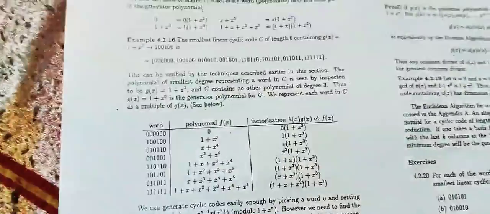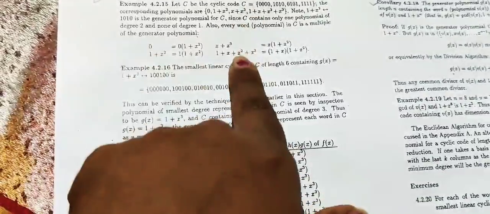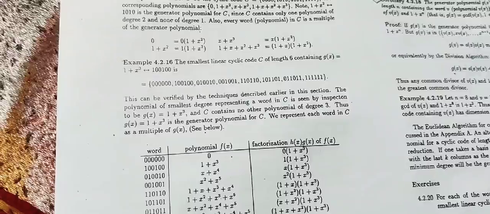Linear code ആണ്, അതായത് the smallest linear cyclic code C of length 6 containing g of x. Okay. Either namukku generating polynomial we have given, generating polynomial and we can find the linear code, smallest linear code of length 6. Okay. So g of x is 1 plus x cube. That means the word is 1 0 0 1 0 0.